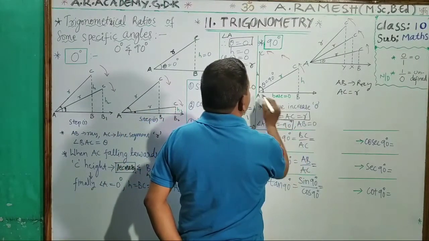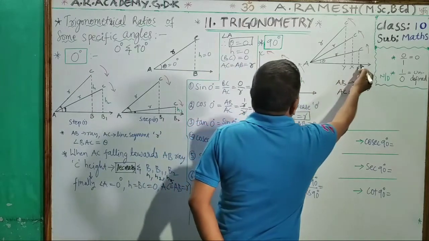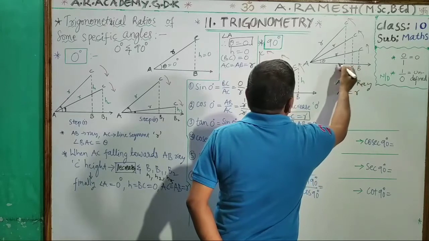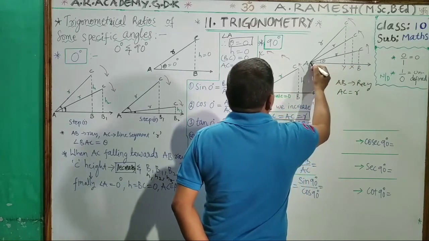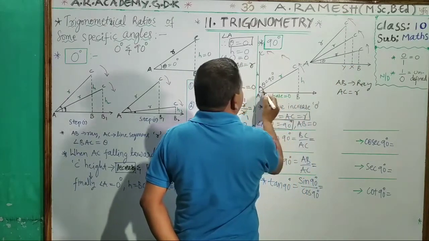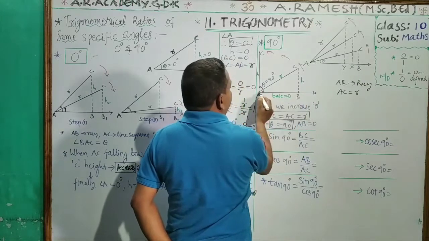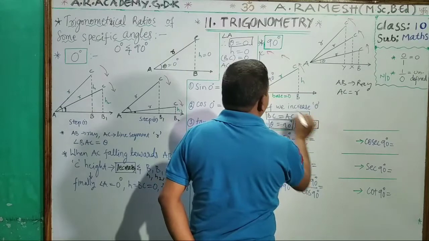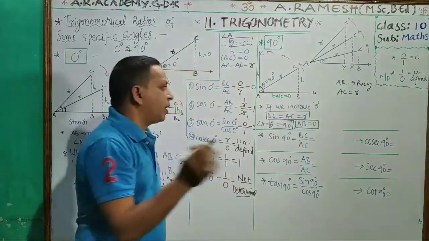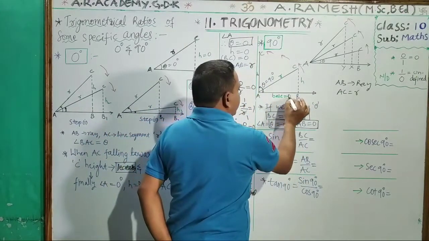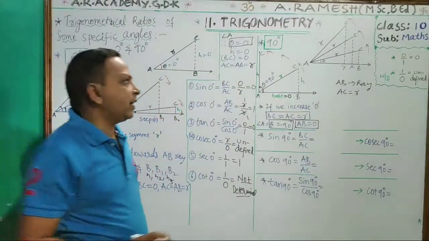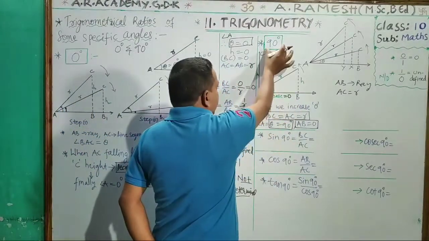Finally, AB equals 0. Where is AB? Observe this point. It moved first to X, then to Y, and finally, when it reaches 90 degrees, it moves here. This means the total AB is becoming 0. Remember, the base is becoming 0. Now we will write the trigonometrical ratio values for 90 degrees.